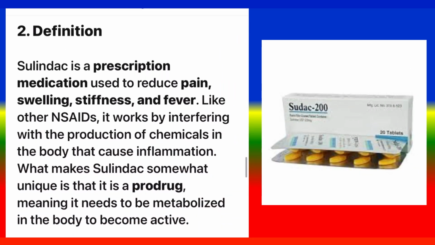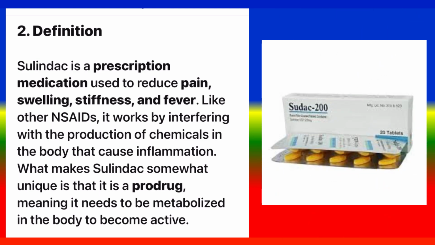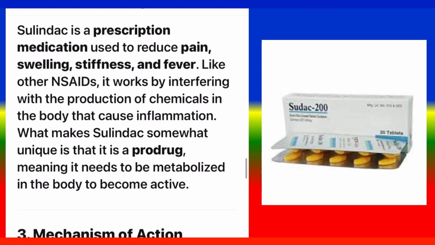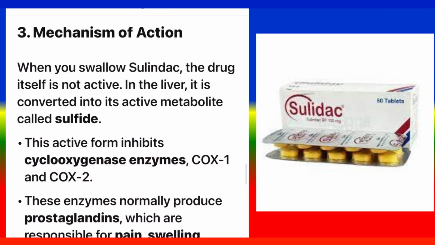2. Definition. Sulindac is a prescription medication used to reduce pain, swelling, stiffness, and fever. Like other NSAIDs, it works by interfering with the production of chemicals in the body that cause inflammation. What makes Sulindac somewhat unique is that it is a prodrug, meaning it needs to be metabolized in the body to become active.